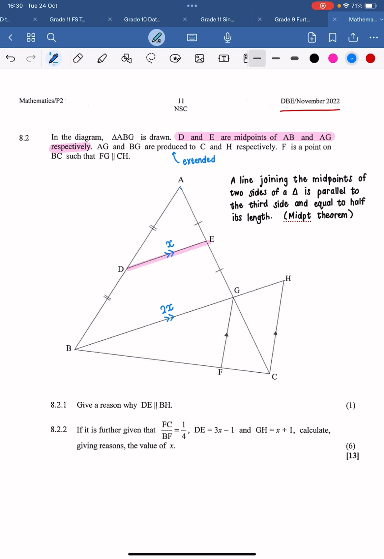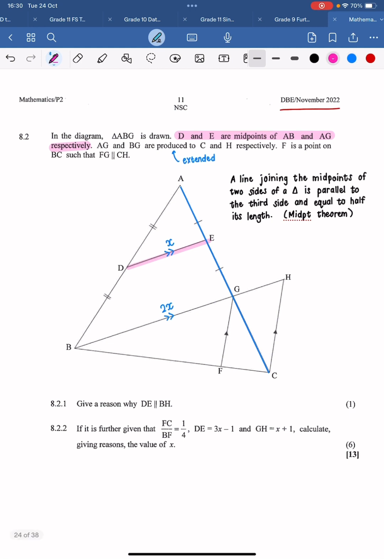Basically what they're telling us, guys, is that this whole thing is a straight line. That is a straight line. And then they're also telling us that the whole thing there from B all the way to H is also a straight line. That is what they're telling us when they give us this information. F is a point on BC. Yes, we can see that. Such that FG is parallel to CH.